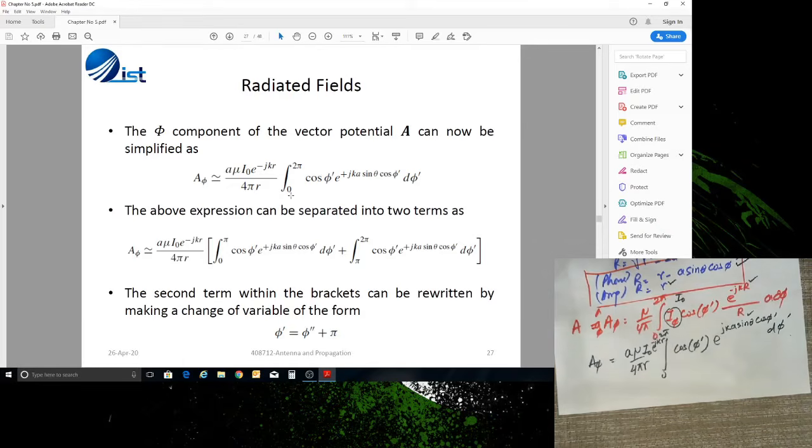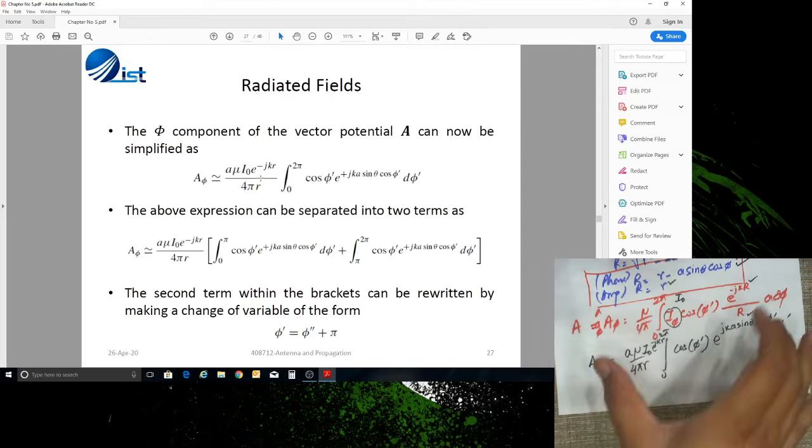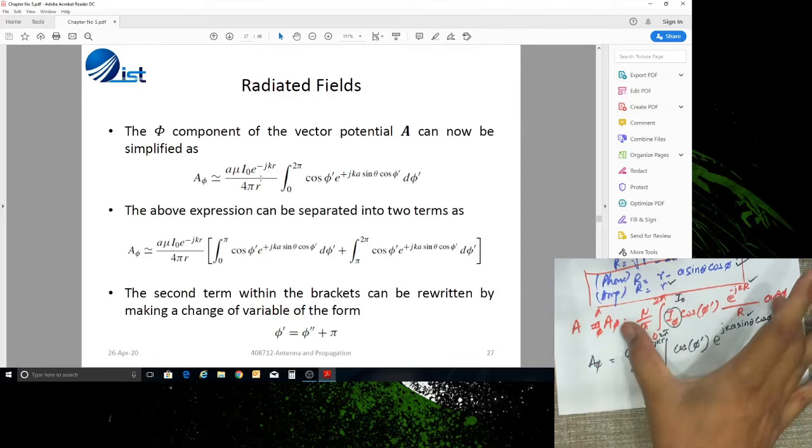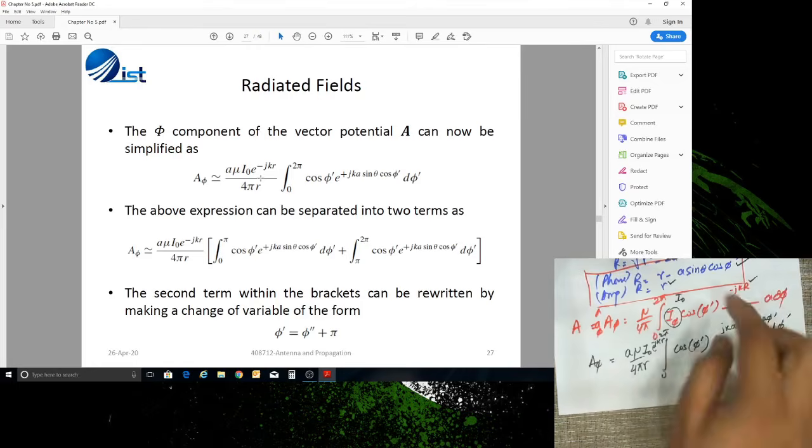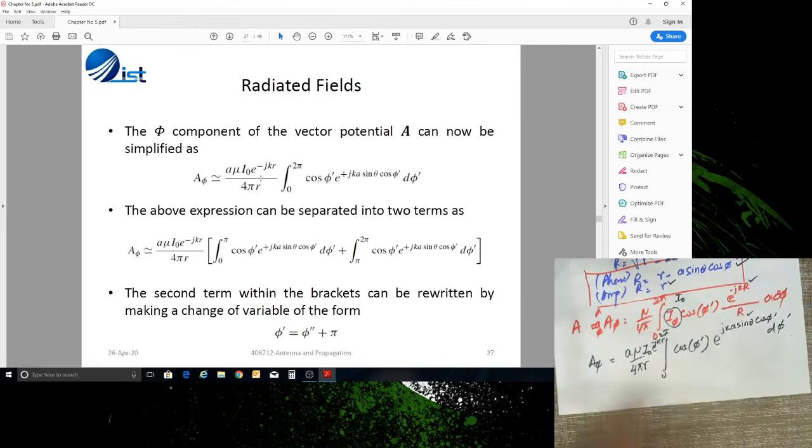So this is the same expression that we have over here, which is A phi equal to mu I naught e raised to power minus j k r over 4 pi r, integral 0 to 2 pi cos of phi prime e raised to power plus j k a sine theta cos phi prime d phi prime. So this is the same expression we get. The only thing we have done is we have used the same auxiliary function A, and we have substituted capital R and small r that we have derived just now. So substituting this value in the general expression of A, we get this expression over here.